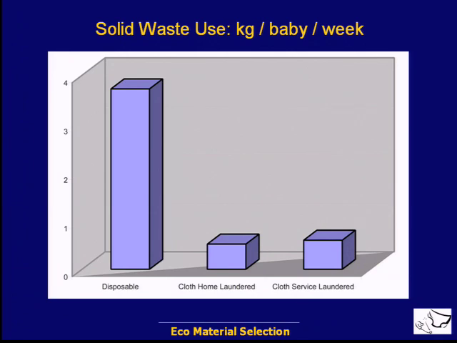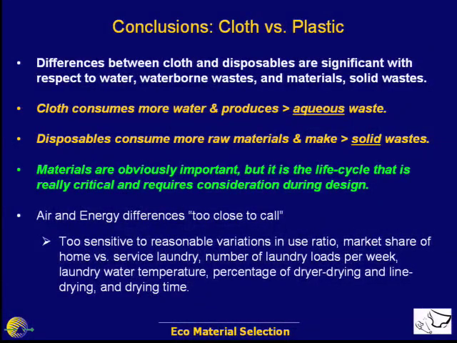Okay, so if we were to summarize, the differences between cloth and disposables are significant with respect to water and waterborne wastes, and with respect to materials and solid wastes, where the cloth consumes more water, produces more aqueous waste, and the disposables consume more raw materials and make more solid waste. The materials are obviously important, but here it's really the life cycle, right? It's about how they're being used. Certainly if you could reuse a plastic diaper 160-odd times, or whatever the number was, that number would be way down. It really highlights the fact that the life cycle is important.